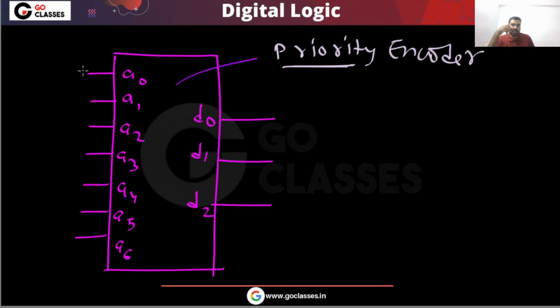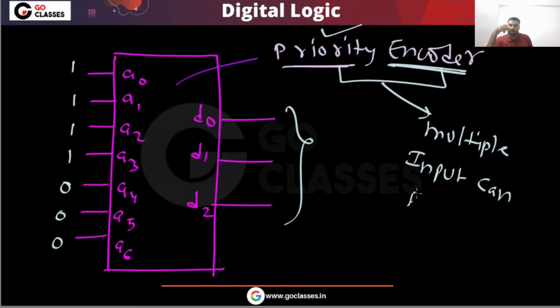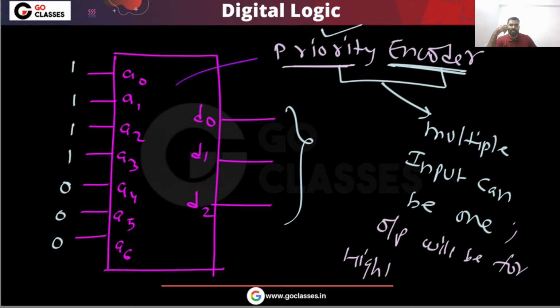Let us assume this is 1, this is 1, this is 1, this is also 1, and these are 0 0. Then what should be my output? In the priority encoder, multiple inputs can be 1. I told you this point in the class. Multiple inputs can be 1, but the output will be for the highest priority input.